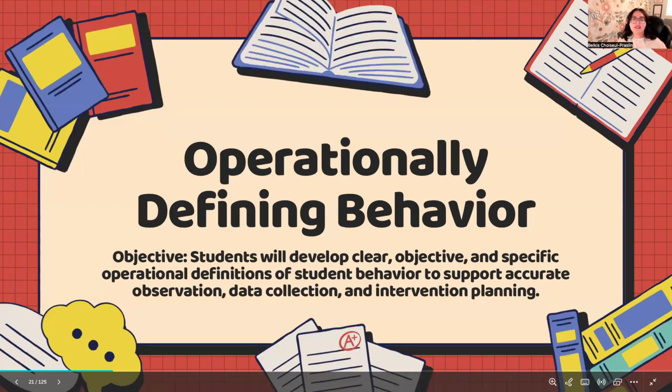Okay, so now that we've talked about what behavior is and how it can serve different functions, we're going to focus on one really important skill that you should use constantly, and that is writing operational definitions of behavior. Think of this as a way to make sure everyone on your team is speaking the same language. So if we think of behavior as its own language, this is how we actually begin translating it for everyone else.